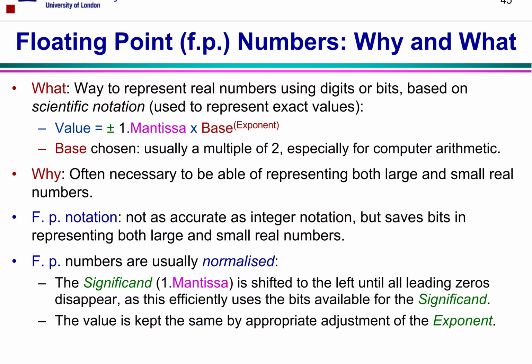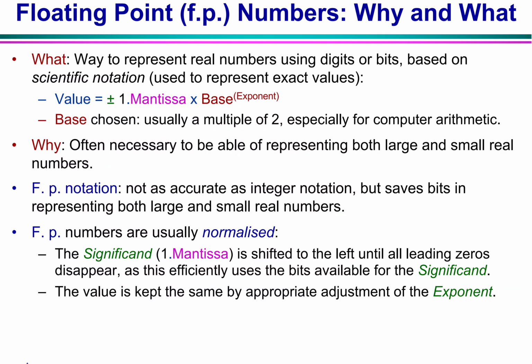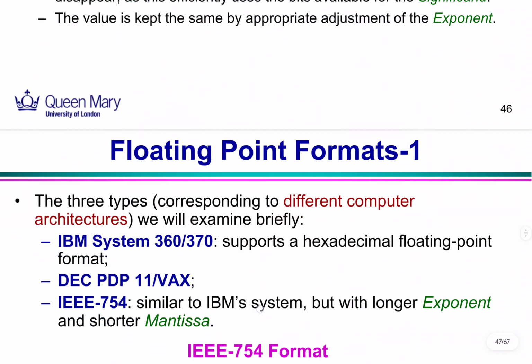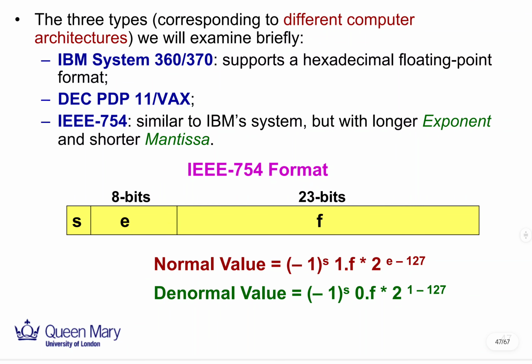Floating point is not as accurate as integer notation but efficient in representing both large and small numbers. Mantissa times base to the power of the exponent. We should become familiar with this with more practice, but use the exponential form of IBM format.